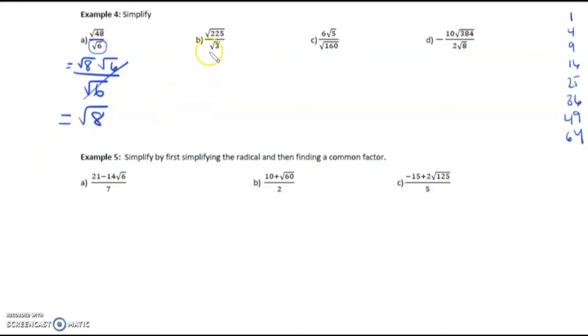Okay, root 225 over root 3. Well, does 225 divide by 3? Yes, it's 75 times 3. And then that's going to be over root 3. So those root 3's cancel out. So we're left with root 75. However, if you notice, root 75 can break down into one of these perfect squares. So we have root 25 times root 3. This simplifies to 5 root 3.